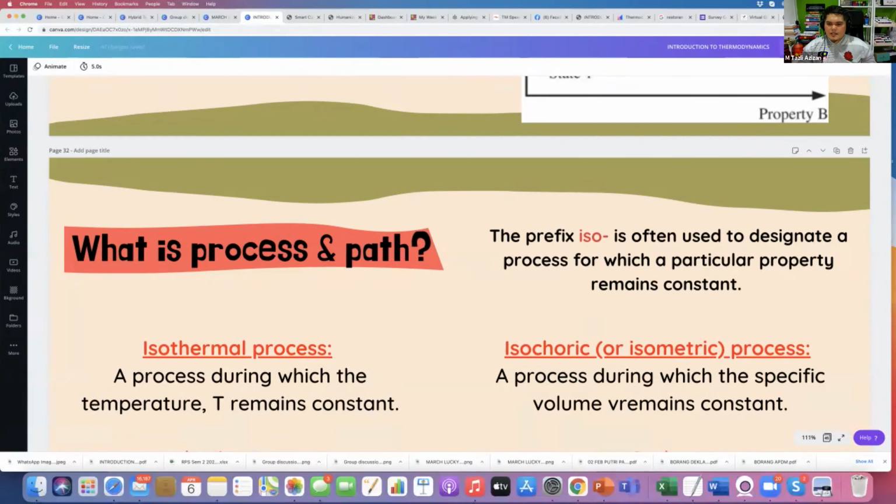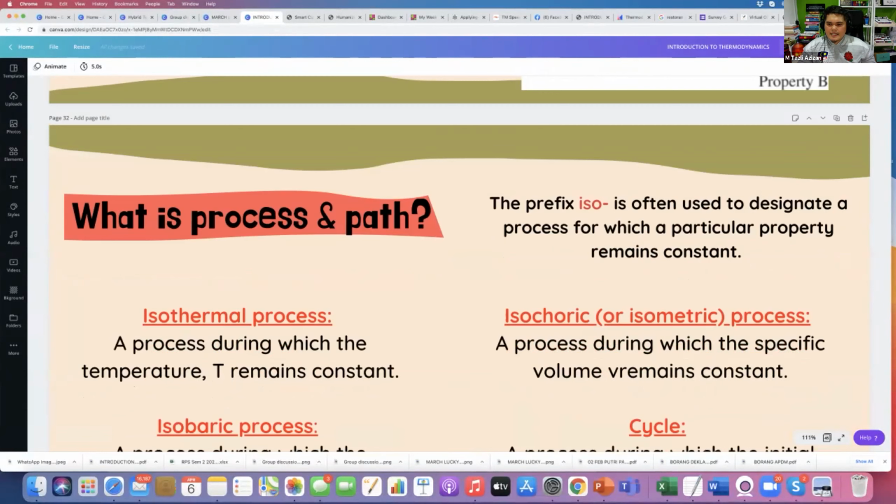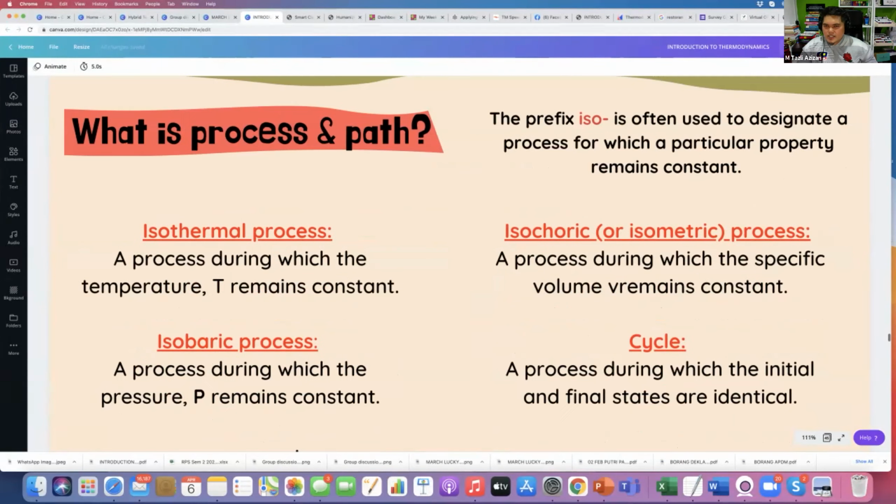And if there is no change of volume, we call it an isochoric process. And if there is no change of pressure, which means that when you undergo a certain process, there is a change, but during that process the pressure remains constant, this is what we call an isobaric process.